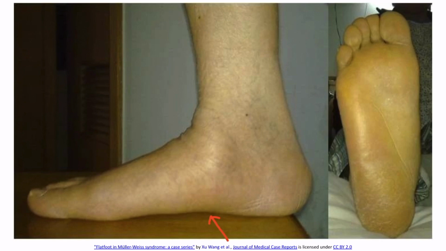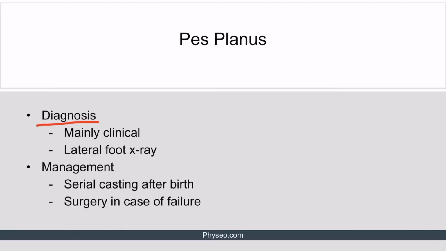This is a case of flat foot, also known as pes planus, where there is loss of longitudinal arch of foot. Diagnosis is mainly based on physical examination. Lateral foot X-ray is only needed if the condition is painful or of rigid type. X-ray shows parallel tibial and talar axis. Management involves serial casting after birth. Surgery is considered only in case of failure.